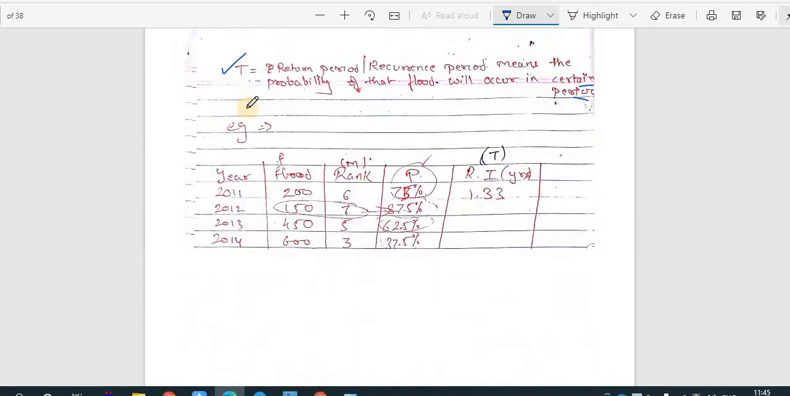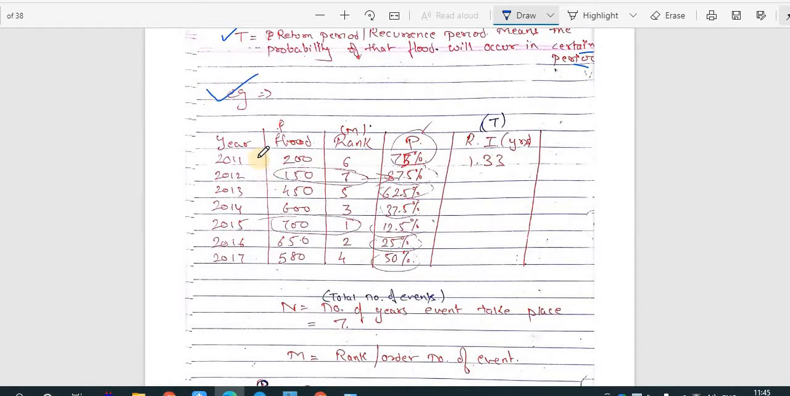Okay. For example, you can see that years are given: 2011, 12, 13, 14, 15, 16, 17. Flood values are given, which are 200, 150, 450, 600, 700, 650, 580. Ranks are also given. Ranks are generally given by M: 6, 7, 5, 3, 1, 2, 4. P is in terms of percentage: 75%, 85%, 62.5, 27.5, 12.5, 25.5, 50, and T is given as 1.33.